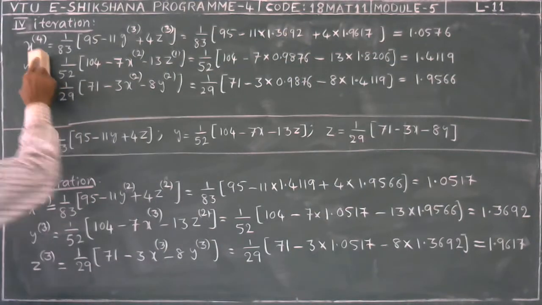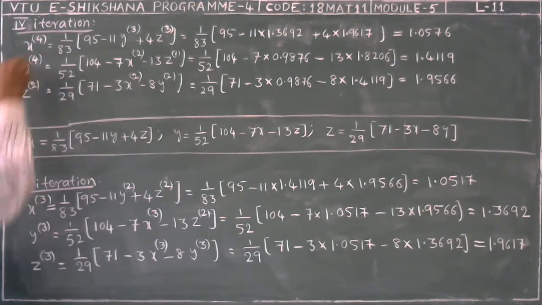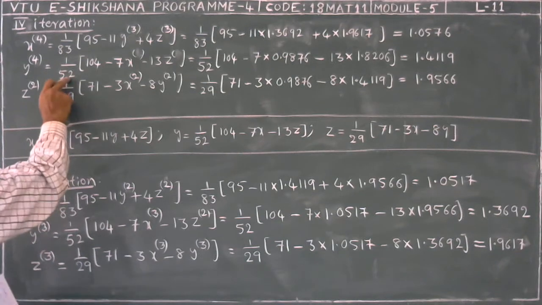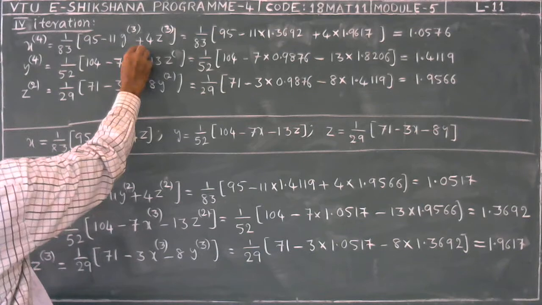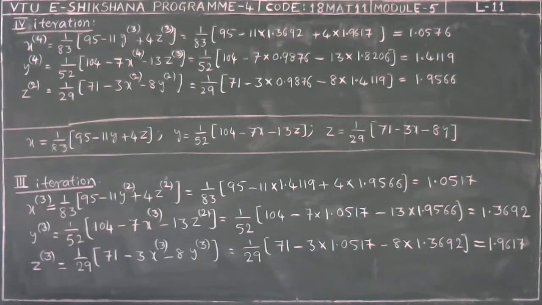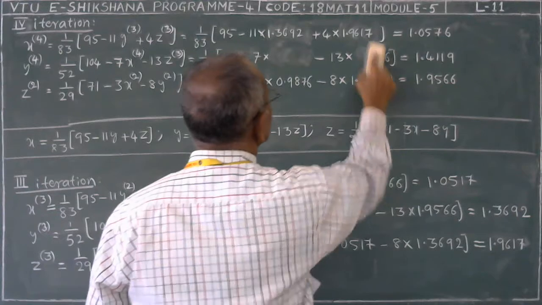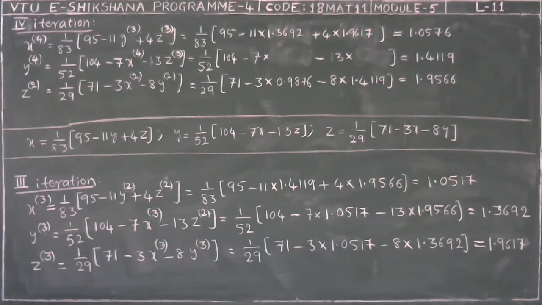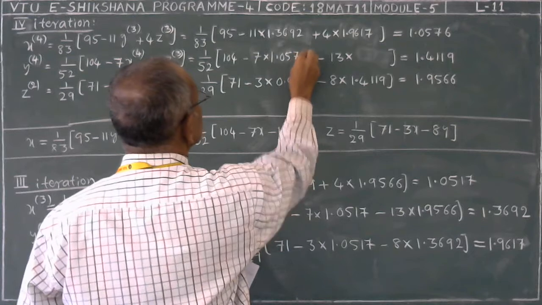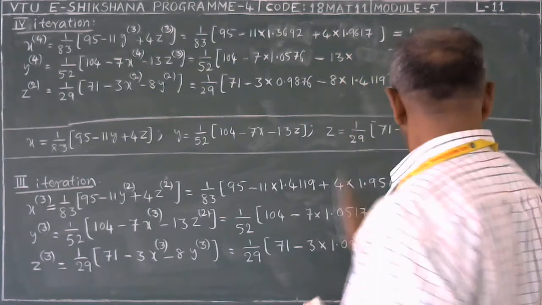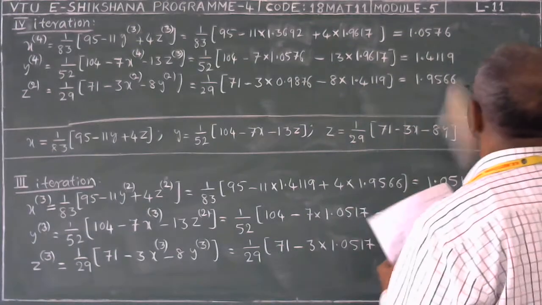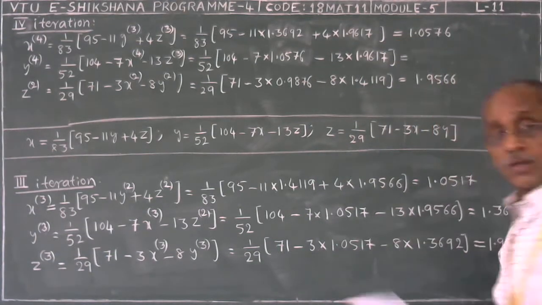Then similarly, y4 will be 1 by 52 into 104 minus 7 x4 minus 13 z3. Now 104 minus 7 x4, that is minus 7 into 1.0576, minus 13 times z3. z3 is 1.9617. So if you compute carefully, you get y4.